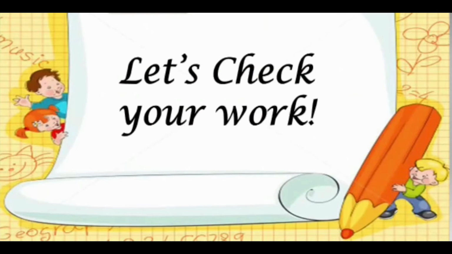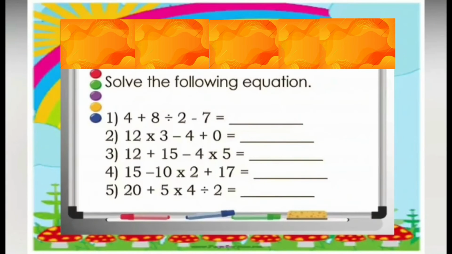Time's up! Let's check your work! For number 1, 4 plus 8 divided by 2 minus 7 equals 1. Number 2, 12 times 3 minus 4 plus 0 equals 32. For number 3, 12 plus 15 minus 4 times 5 equals 7. Number 4, 15 minus 10 times 2 plus 17 equals 22. And for the last number, 20 plus 5 times 4 divided by 2 equals 30.